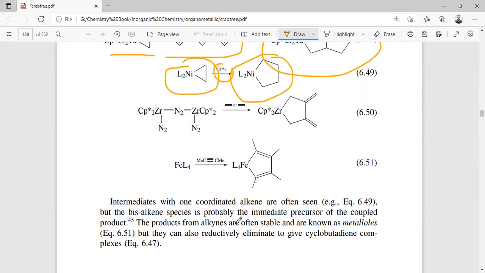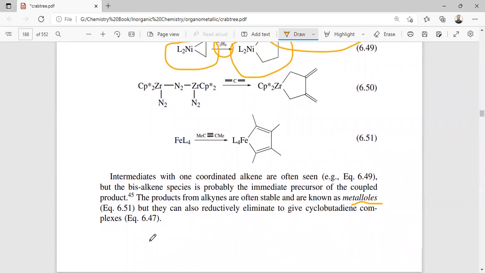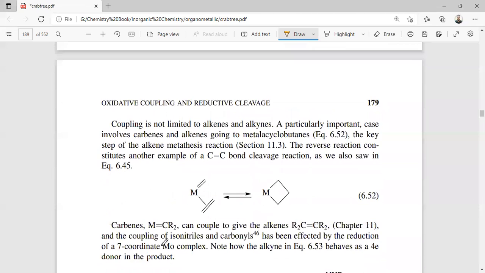The products from the alkynes are often stable and known as metallacycles, but they can be reductively eliminated through the cyclobutadiene complex. So coupling is not limited to alkenes or alkynes. A particularly important case involves carbenes and alkenes going to metallacyclobutane, the key step of the alkene metathesis reaction. The reverse reaction contributes. Another example of the C-C bond cleavage reaction we also see.